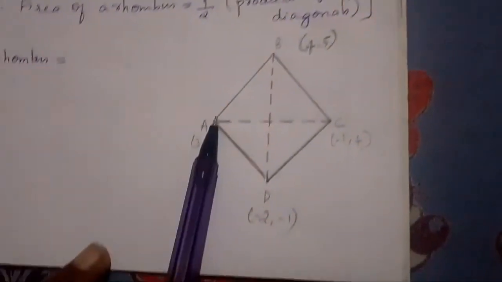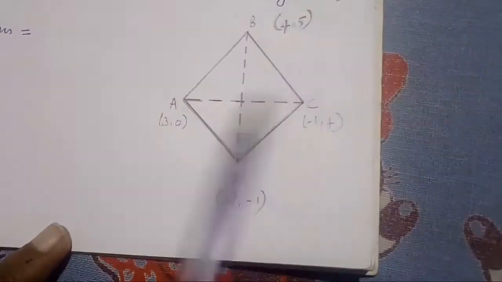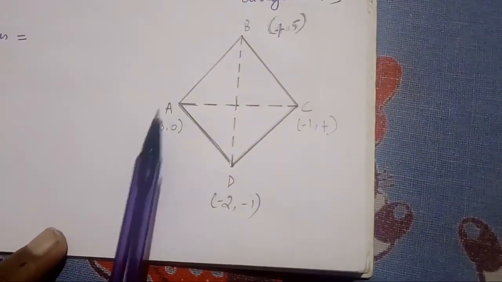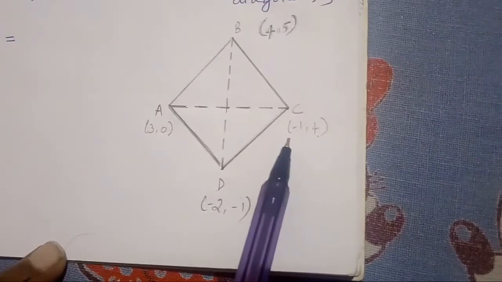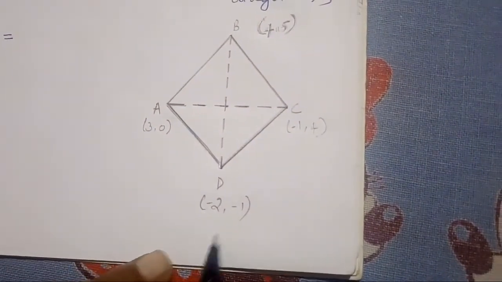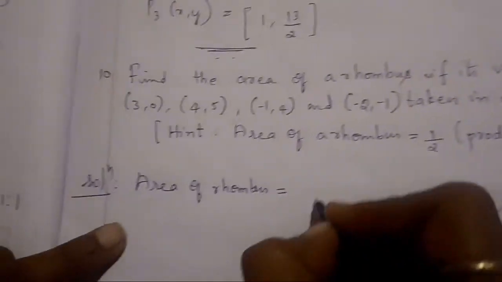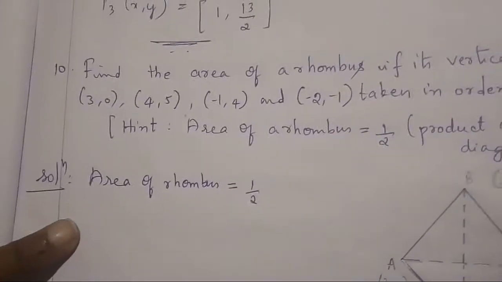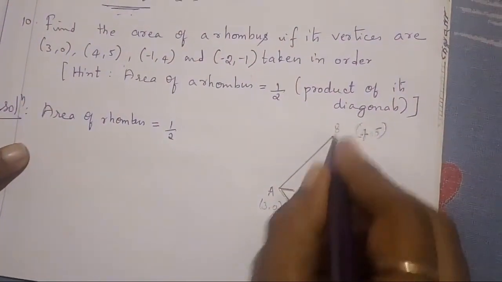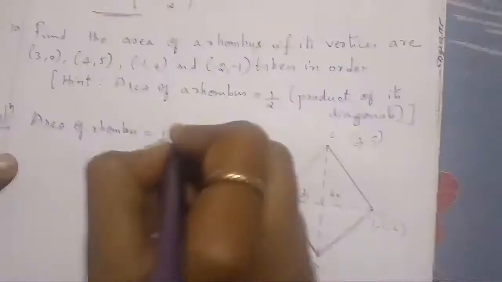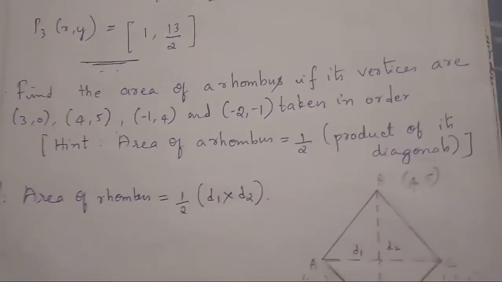In the rhombus, the diagonals bisect each other. The vertices of the rhombus are A, B, C, D. The coordinates of A are (3, 0), of B are (4, 5), of C are (-1, 4) and D is (-2, -1). That is the solution. Area of a rhombus is equal to half into the product of diagonals. This diagonal I have taken as D1 and this diagonal as D2. That is, the product of diagonals is D1 into D2.